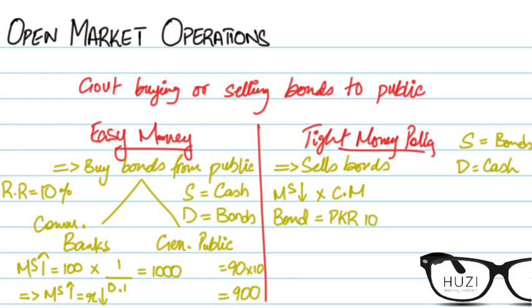100 rupees. So money supply will fall by minus 100 times a credit multiplier of 10. So money supply falls by 1000. Money supply falls, interest rates rise. So this shows the impact of open market operations in a monetary policy.